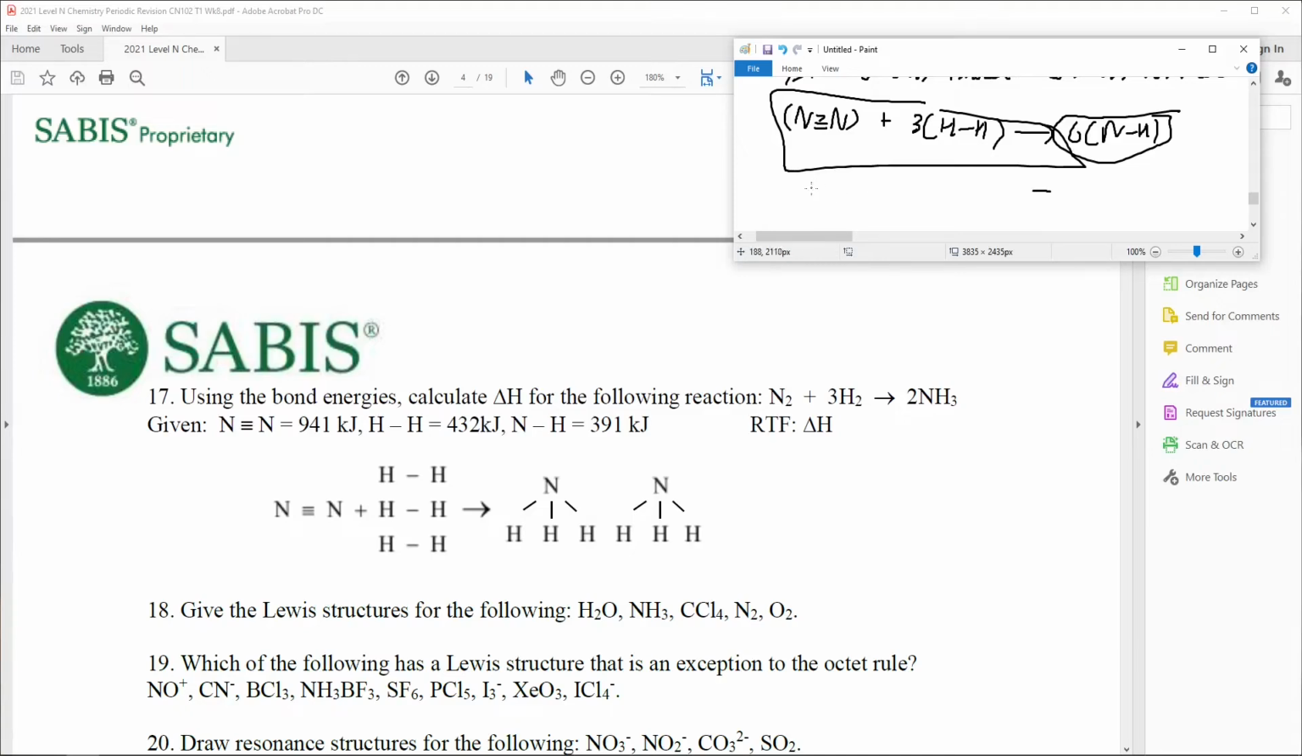So let's put the numbers immediately. This is 941 plus 3 times 432, which is over here. And then minus 6 times N-H, which is 391. Let me just put that: 941 plus 3 times 432 minus 6 times 391. You get minus 109 kilojoules, pretty much kilojoules. So we're done.